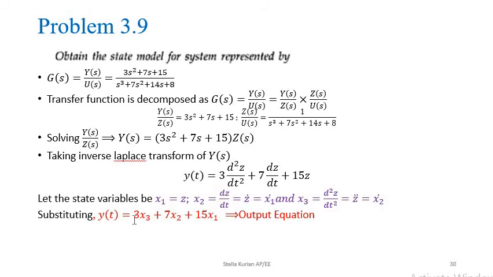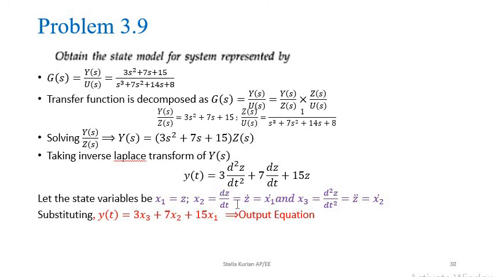Okay, I repeat the output equation. This is the equation for y of t. Y of t is the output of the system. Here the output is not taken as the state variable, rather z is taken as the state variable, which is an intermediate variable, and that will be taken as a state variable. So here the output equation will be obtained as 3x3 plus 7x2 plus 15x1. You may rearrange it and write it as 15x1 plus 7x2 plus 3x3, so that you won't be changing the order in the output equation.